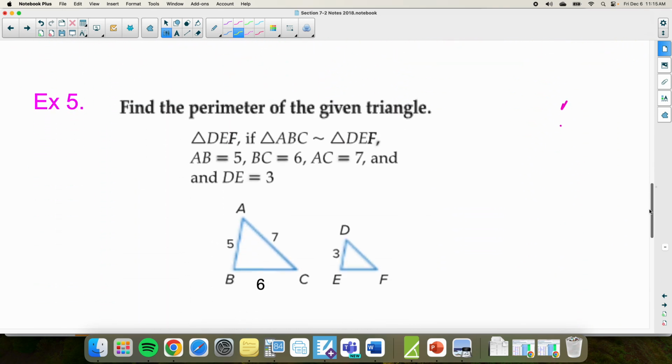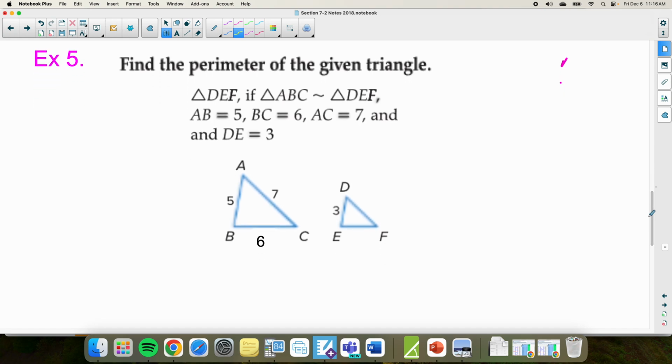Okay, let's go down to this. In this one, it says our 2 triangles are similar. And then they give us what each of the sides is. So AB is 5, that's labeled. BC is 6, AC is 7, and DE is 3. They want the perimeter of the given triangle, and the given triangle is this right here.